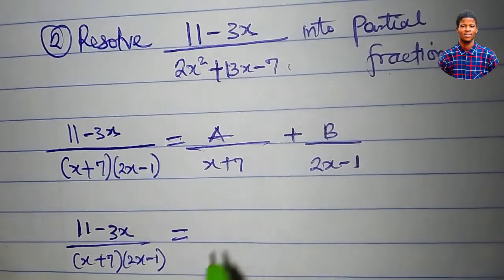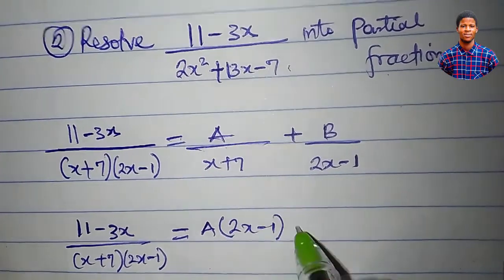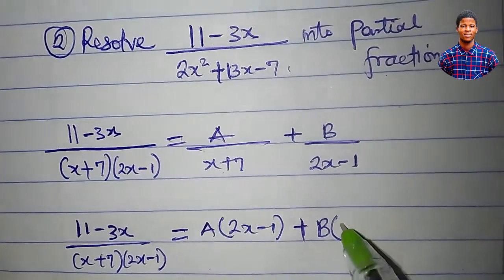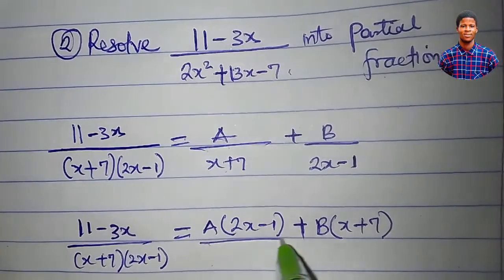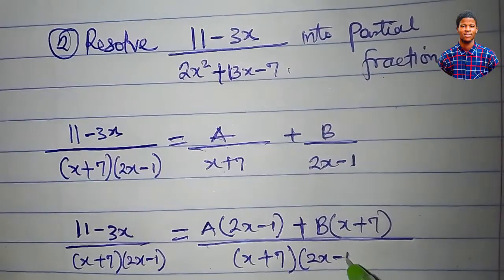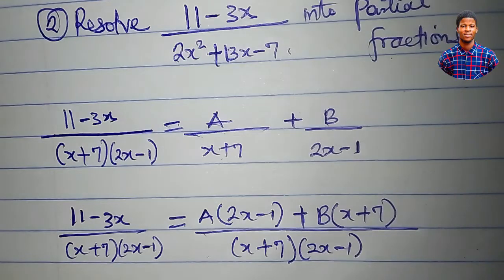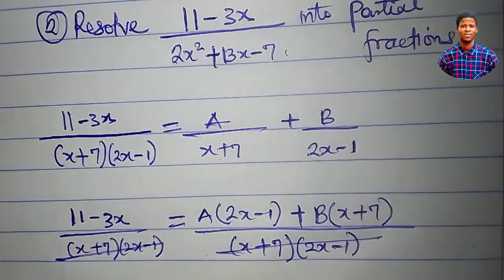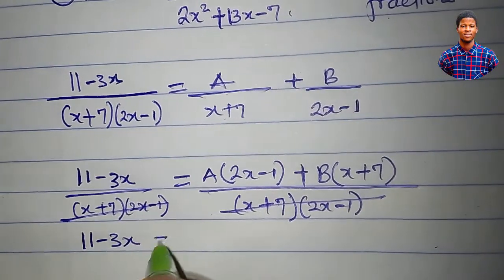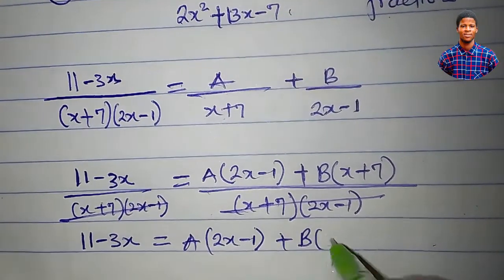11 minus 3x all over x plus 7, 2x minus 1 is actually equal to, just watch this, A times this, 2x minus 1, plus B times this, x plus 7, all over x plus 7, 2x minus 1. Good. So if we use the LCM approach, we are still going to get this. This will cancel this because they are the same. So we now have 11 minus 3x is equal to A bracket 2x minus 1 plus B bracket x plus 7.